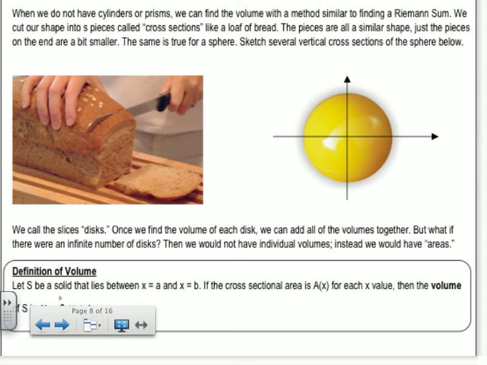Okay. So it says the same is true for a sphere. Sketch several vertical cross sections of the sphere below. So we're going to go like this. So it's like I chopped it straight down the center.